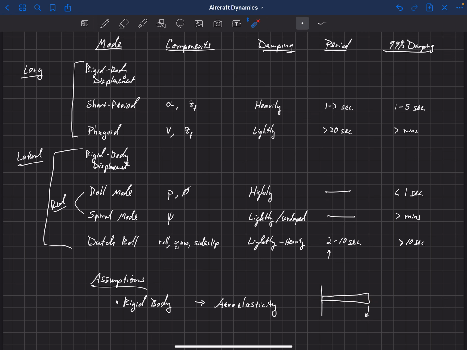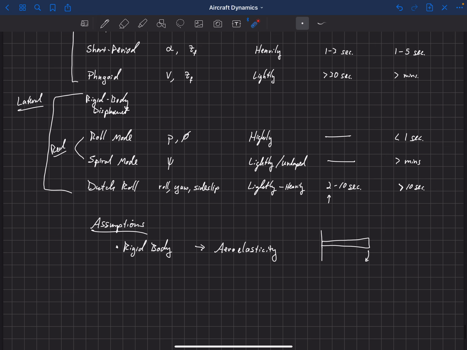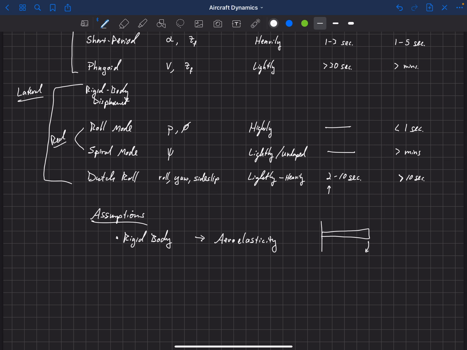And so luckily, these frequencies that we see here are usually really low frequency compared to structural frequencies. And so usually we don't have an issue with coupling between these different modes and structural modes. But it's something to be aware of. You certainly want to know what the frequencies are of your structure, as well as the natural dynamics of the aircraft, or the rigid body dynamics, and just make sure that those don't couple. Okay, so that's one of the things that we need to be aware of, that we've assumed rigid body.